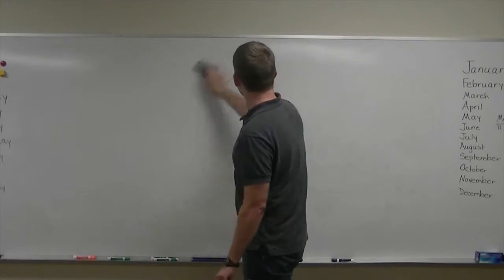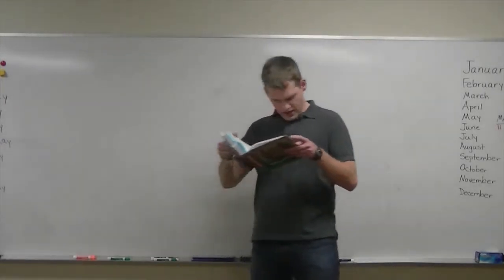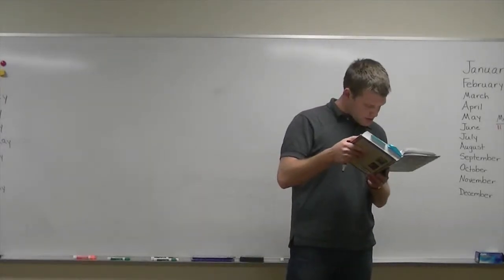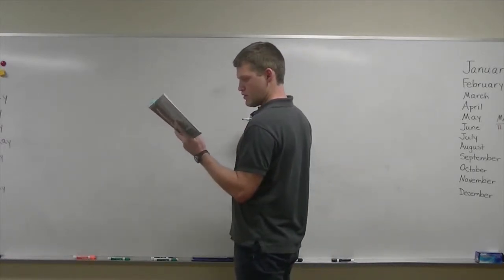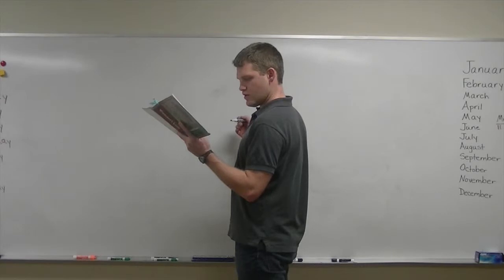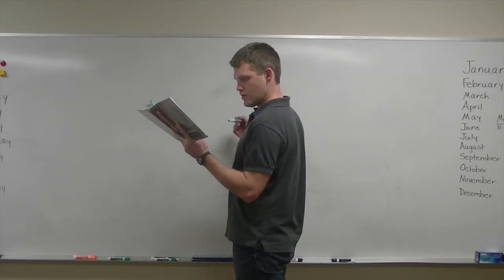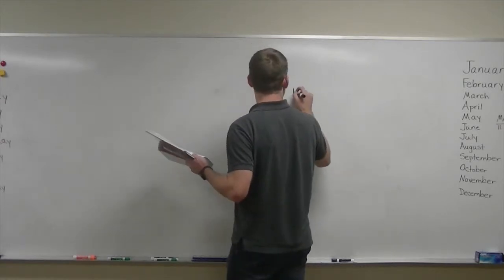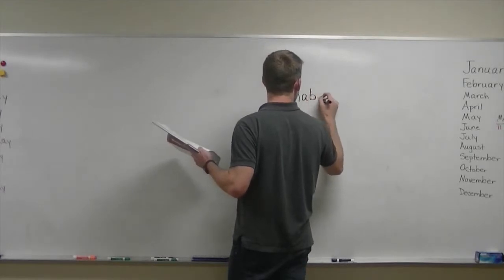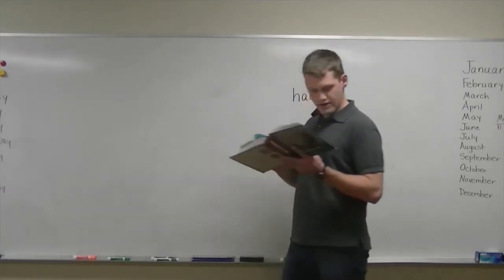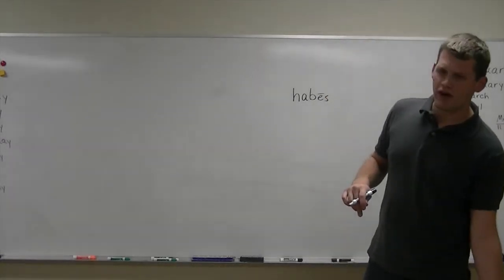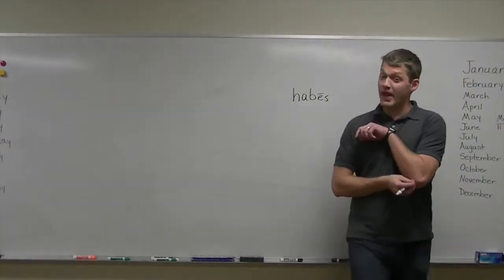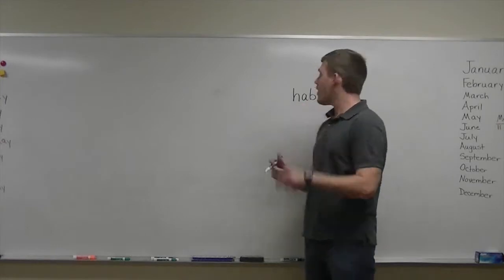Number nine was a little bit hard. Okay, verbs? Habes. Good, habes. Any other verbs? Stulte. Stulte doesn't look like a verb. You think it might be an imperative? Is that what you're saying? That's okay, not right.